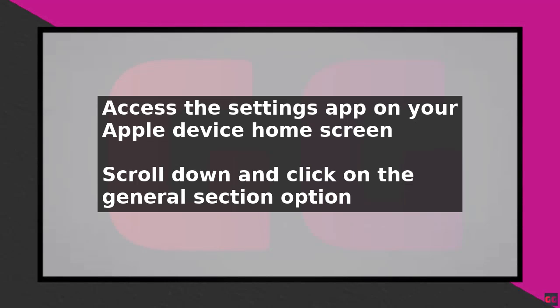To change AirDrop settings to everyone or contacts only, you need to access the settings on your Apple device. Start by going to the Settings app, which can be found on your home screen. Once you are in the Settings app, scroll down and click on General.